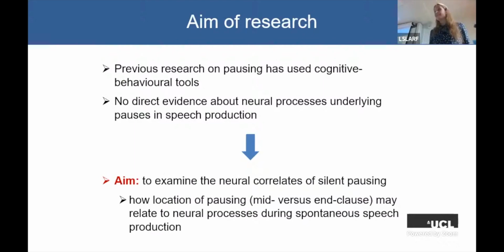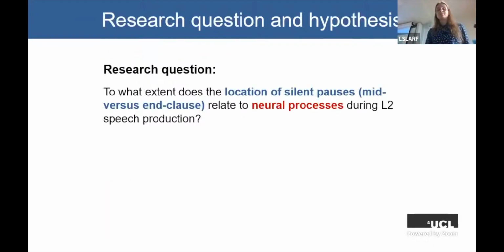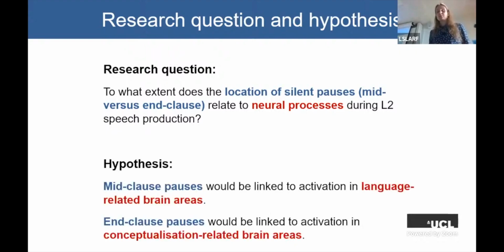So the aim of our study was to examine the neural processes of silent pausing, how the location of pausing, whether second language speakers, in our case, pause mid-clause or end-clause, may relate to differential neural processes during spontaneous speech production. So our specific research question was as follows: to what extent does the location of silent pauses, whether it happens mid-clause or end-clause, relate to neural processes during second language speech production?